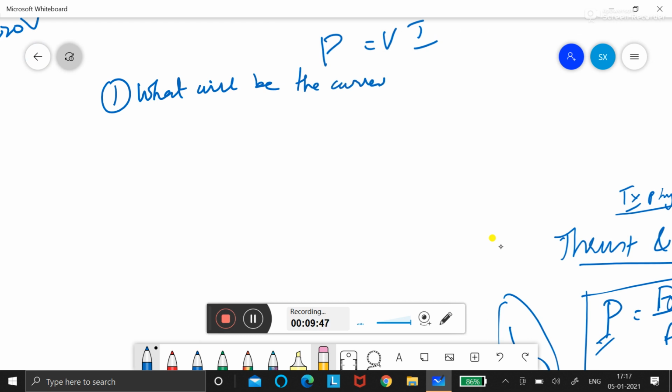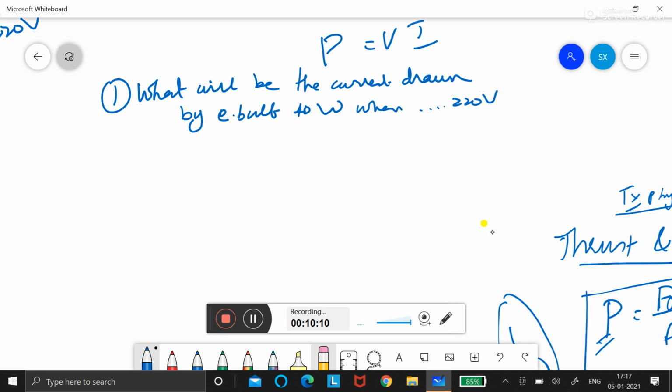What will be the current drawn by the electric bulb? By electric bulb 40 watt, when it is connected to a source of 220 V.